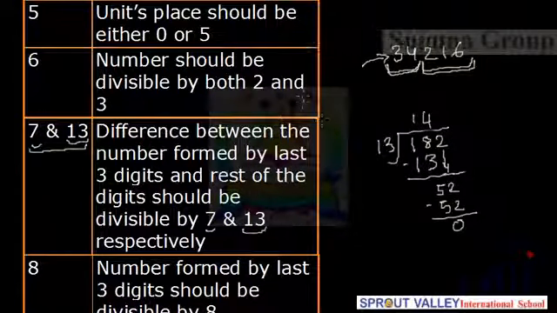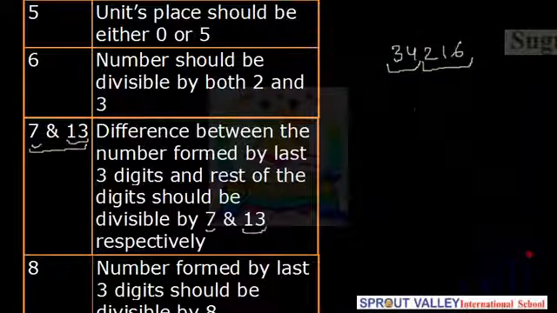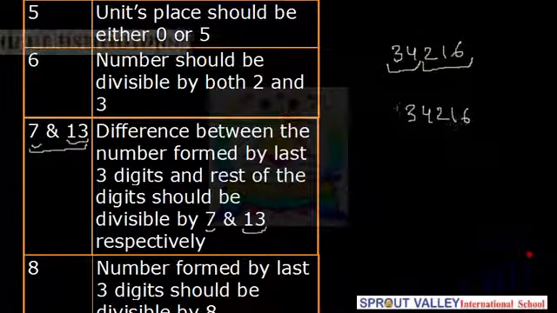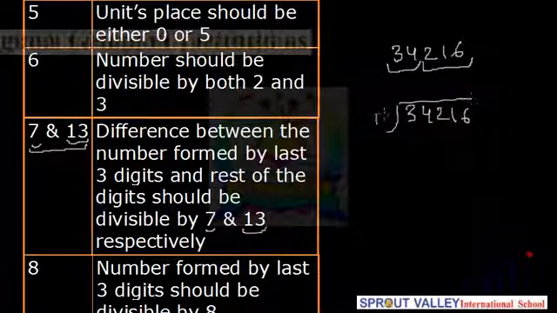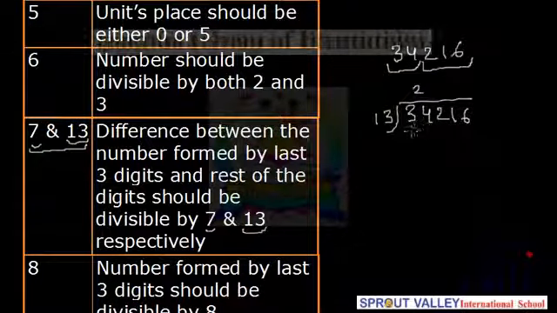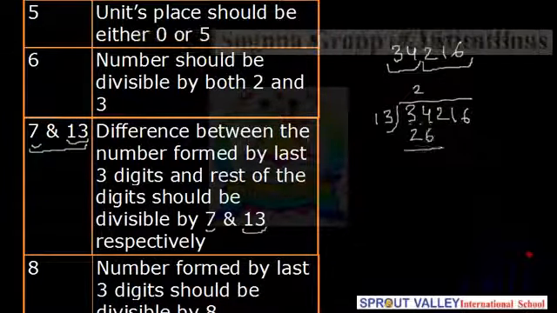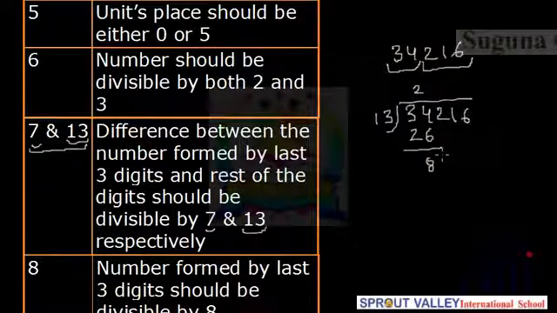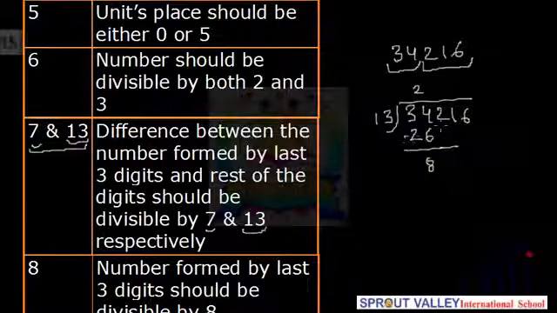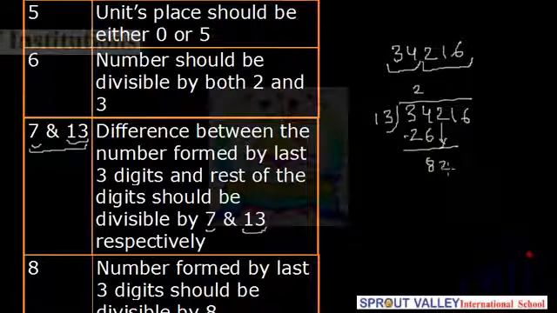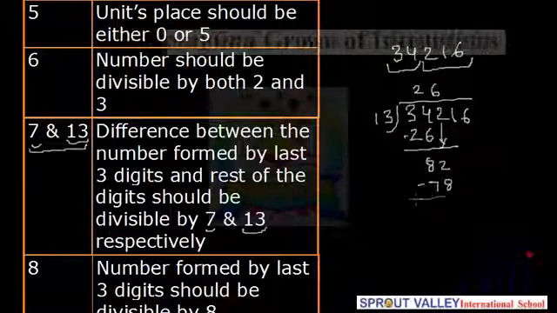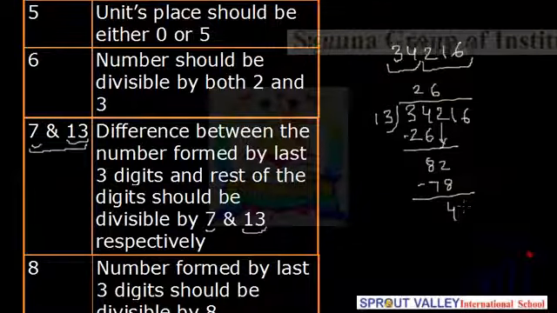So let's divide this 34,216 by 13. 13 twos are 26. 14 minus 6 gives us 8. I note this 2 down, it becomes 82. 13 sixes are 78. And if I subtract, I'll get 4.